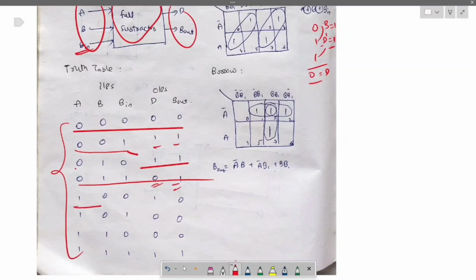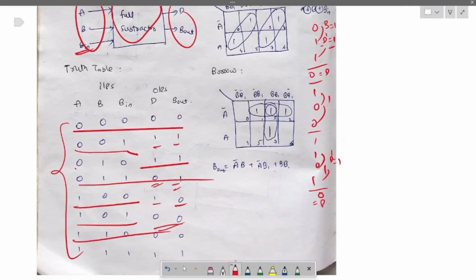Now 1 0 0: 1 and 0, you will get 1. Again 1 and 0, you get 1 only. The difference is 1 and there is no borrow. Then 1 0 1: 1 and 0 is 1, the difference is 1. Again 1 minus 1 is 0. So the final difference is 0 and there is no borrow. I hope you got the idea on this.